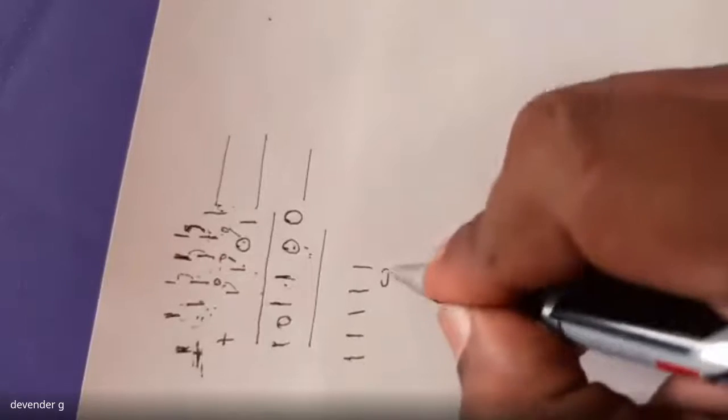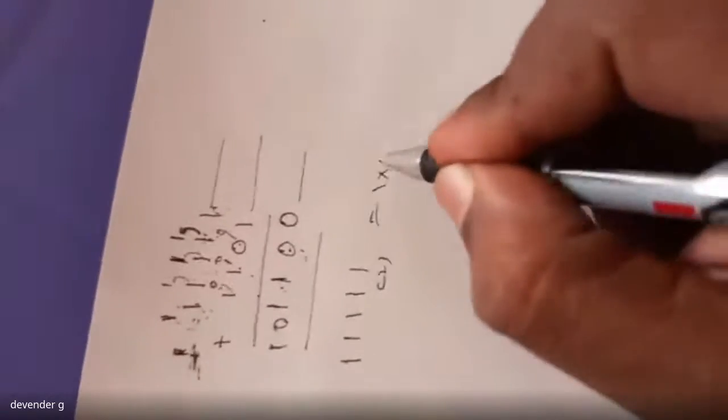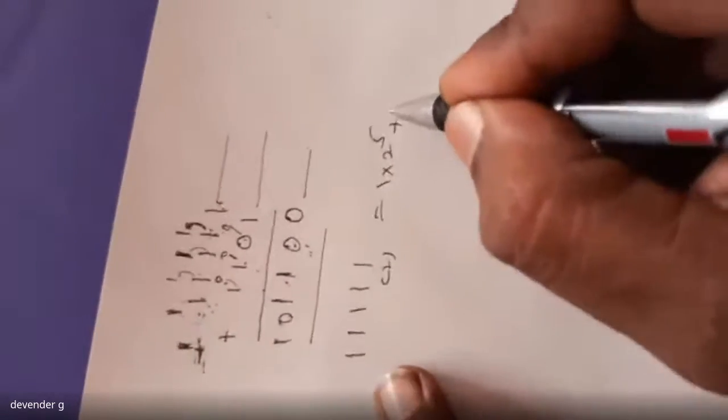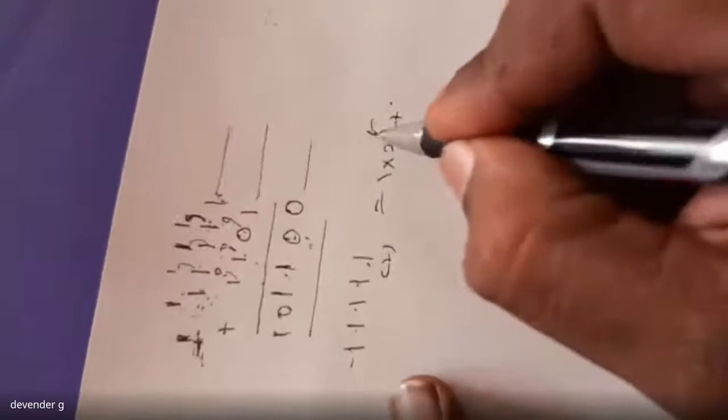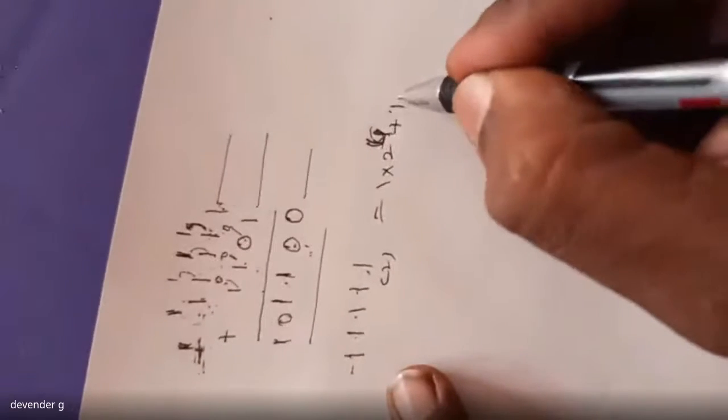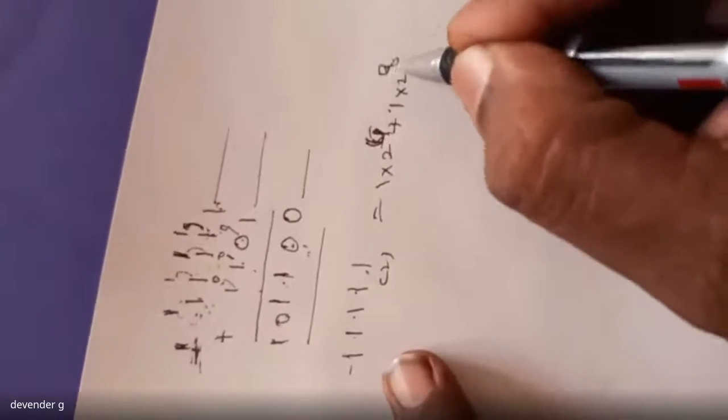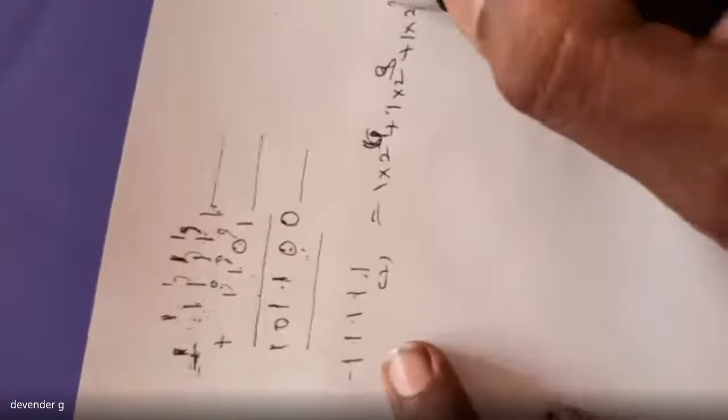Base 2. So 1 into 2 to the power of 5, plus 0, 1, 2, 3, 4. So 1 into 2 to the power of 4, plus 1 into 2 to the power of 3, plus 1 into 2 to the power of 2, plus 1 into 2 to the power of 1, plus 1 into 2 to the power of 0. Now tell me, it is 16 plus 8 plus 4 plus 2 plus 1.